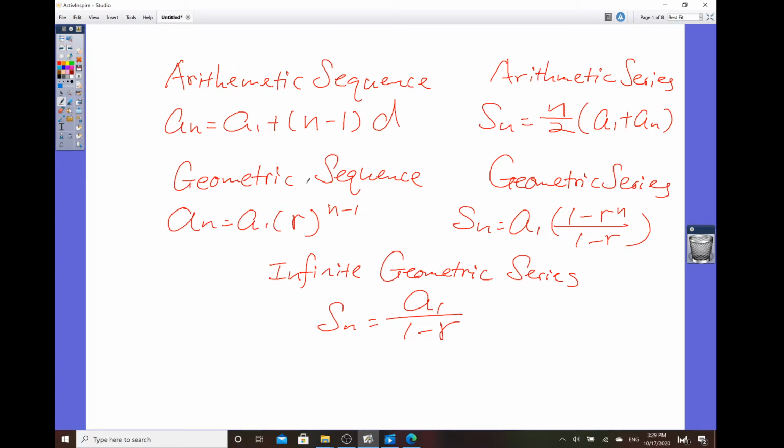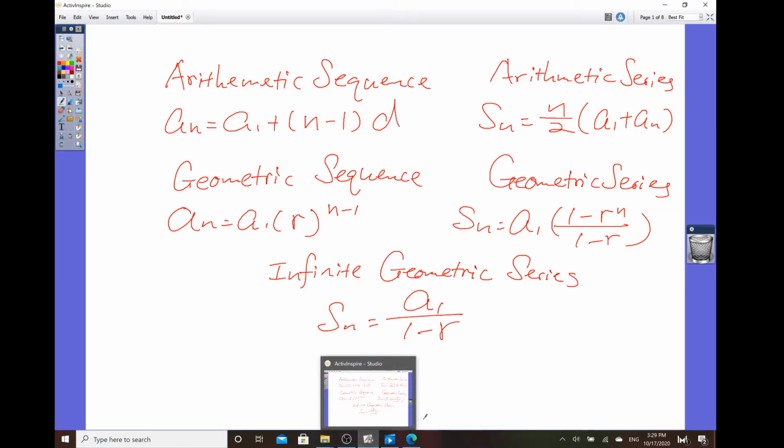Geometric sequence: a sub n equals a sub 1 times the common ratio to the power of n minus 1. And then the geometric series is s sub n equals a sub 1 times 1 minus r to the power of n over 1 minus r. And for the infinite geometric series, s sub n equals a sub 1 divided by 1 minus r.